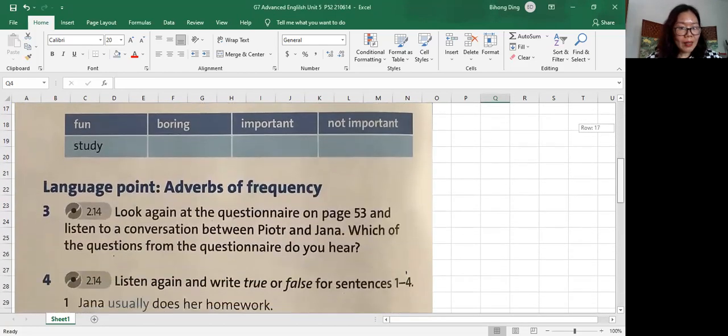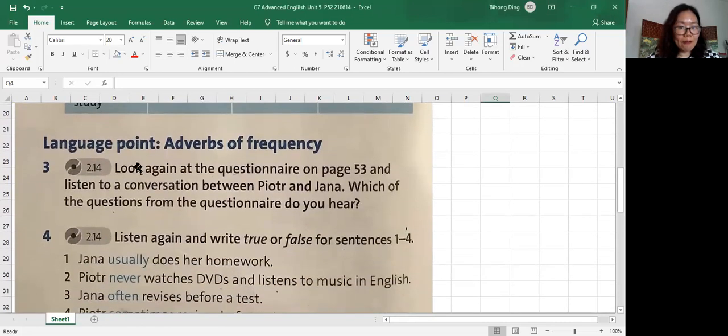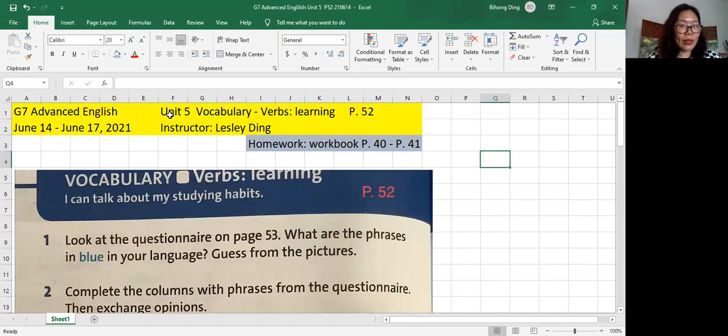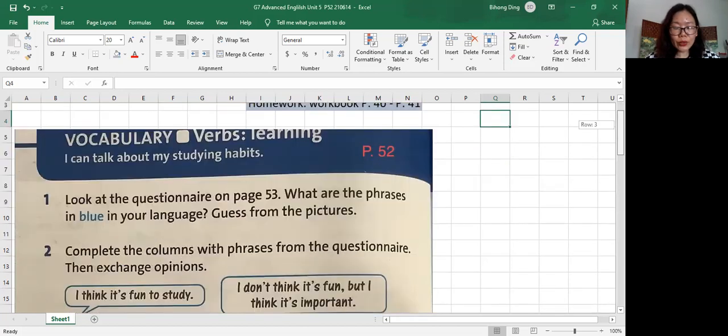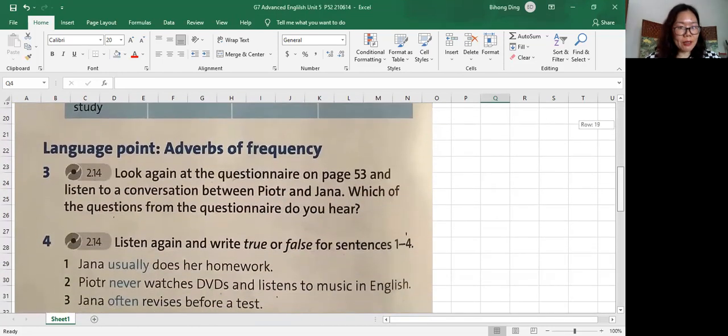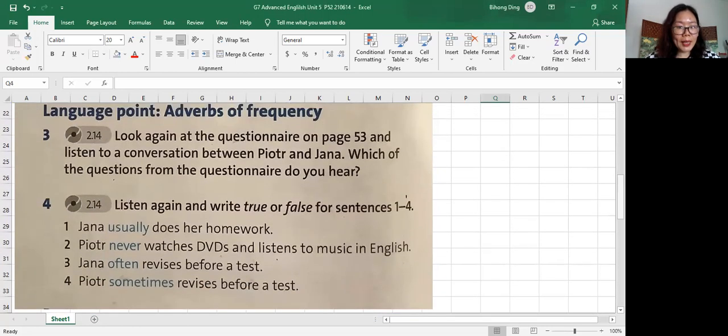And in this lesson, we're going to study adverbs of frequency. This is a new unit, which is unit 5. Okay, unit 5, page 52. So quickly turn to page 52, and we are going to study adverbs of frequency. Maybe you don't know what frequency means, okay?